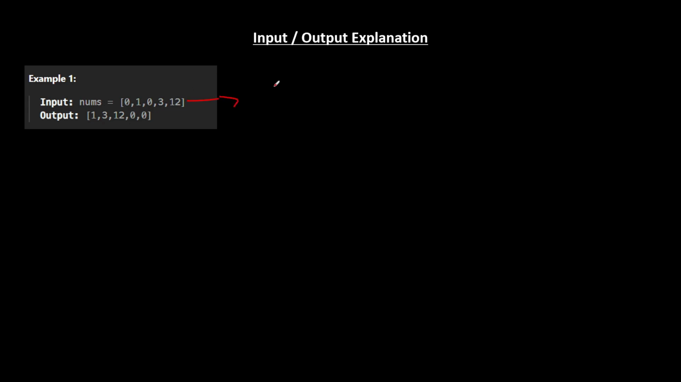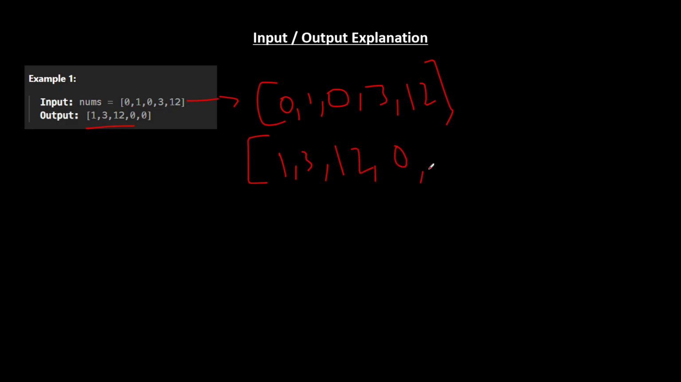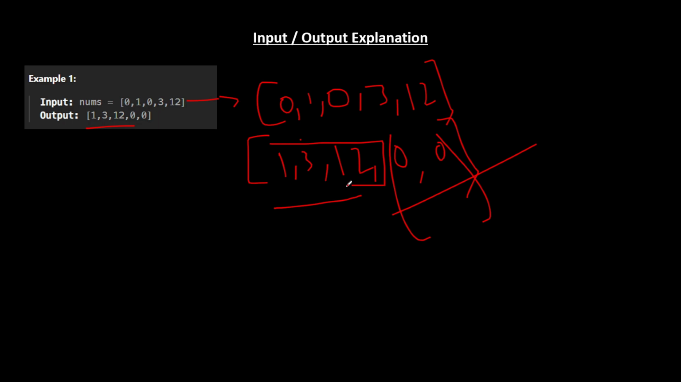So this is the input given, which is 0, 1, 0, 3, and 12. Right? Output is 1, 3, 12. How? Here we are getting 1, 3, 12 as the output by putting all the zeros at the end and keeping the relative order of 1, 3, and 12. Okay. We don't have to care about the relative order of the zeros because zeros are zeros. We don't have to worry about them. We just have to worry about how we're going to keep the relative positions of the non-zero elements. So this is all about the input-output explanation.